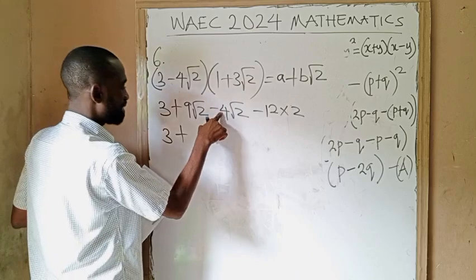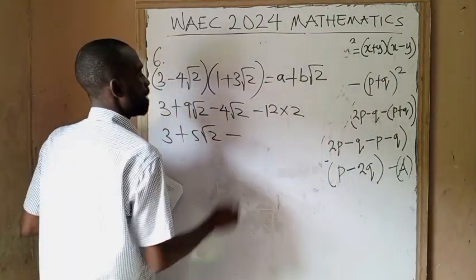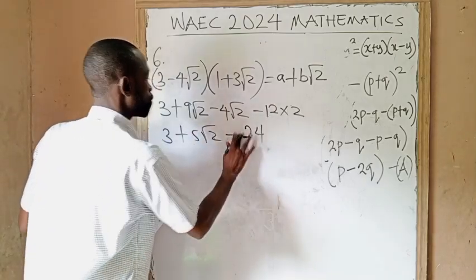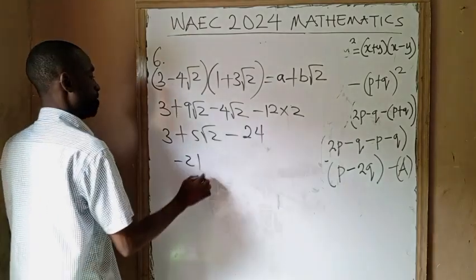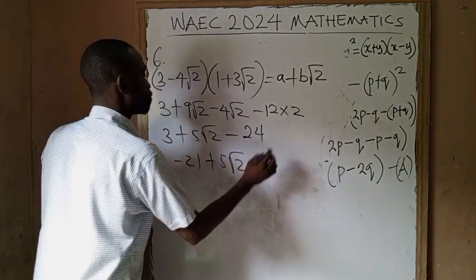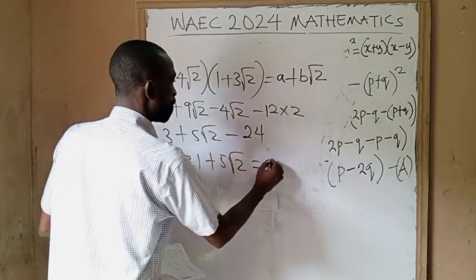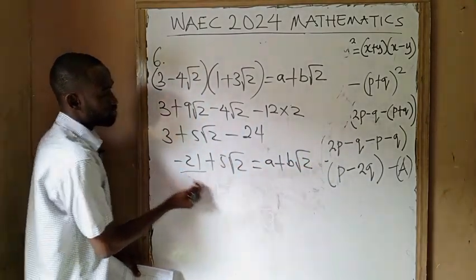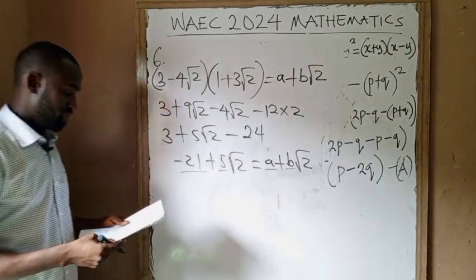So 9 root 2 minus 4 root 2 gives us 5 root 2. Then minus 12 times 2 is 24. So what do I have here? 3 minus 24 is minus 21, plus 5 root 2. But we have to find the value of b, so we equate it to a plus b root 2. Compare coefficients. Our a is minus 21 and our b is 5.